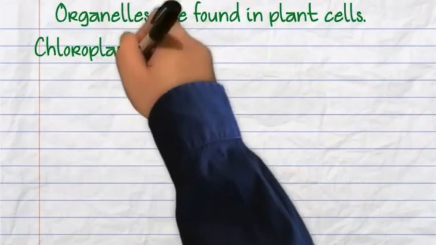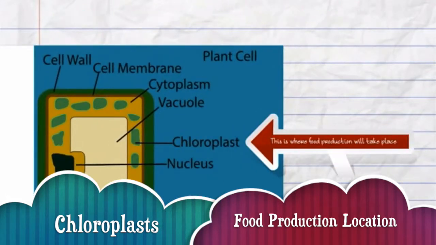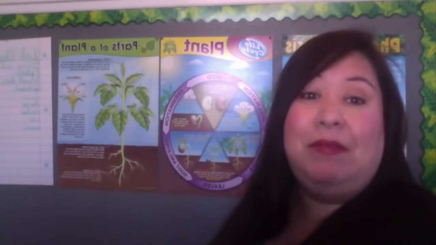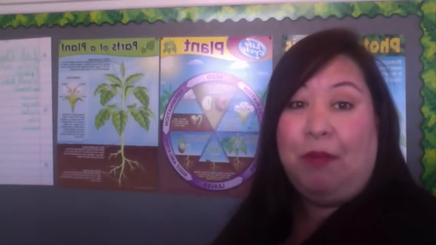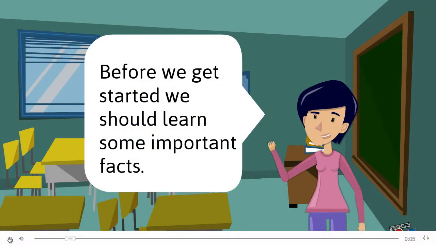We've also learned about plant cells and the organelles found in those cells. One of these organelles, the chloroplast, is going to be vital to our lesson. Remember, we just learned that this is where food production takes place. For the next few weeks, we're going to take what we already know about plants and combine it with some new terms and concepts to learn the process of photosynthesis. So let's take a look at some of these new terms.